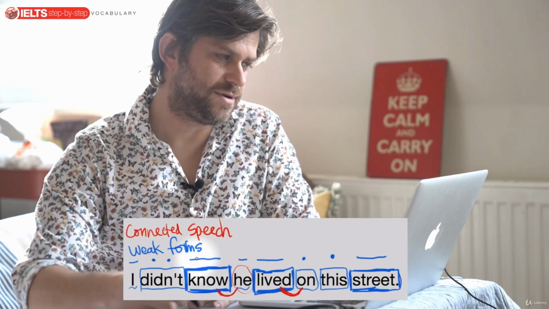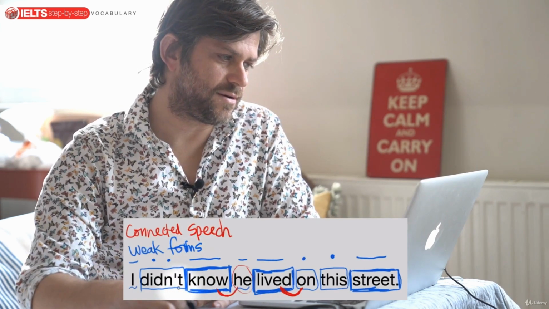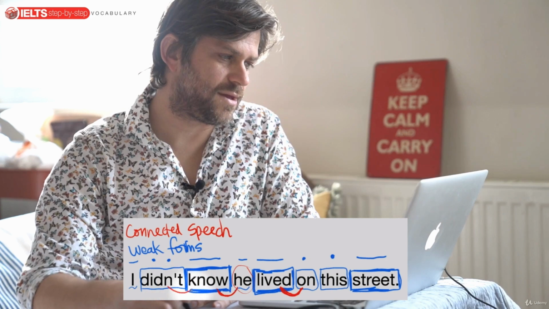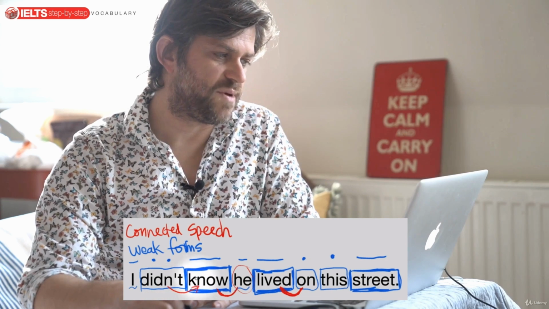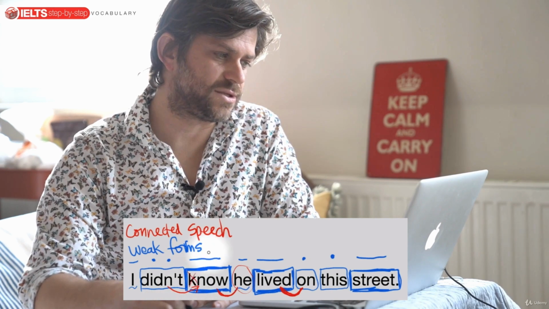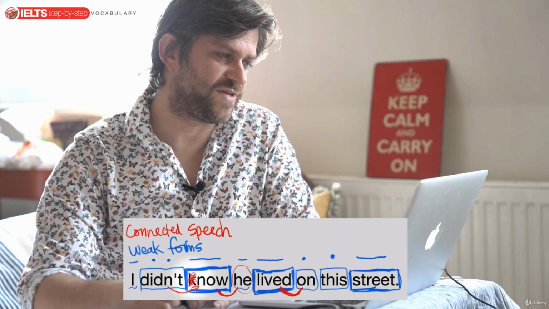Now, that's the most common form of connected speech, joining the final consonant to the next vowel sound. But there are actually two more examples of connected speech in this sentence. The first one here is here. Remember, the K of no is silent, so we can just safely remove that.